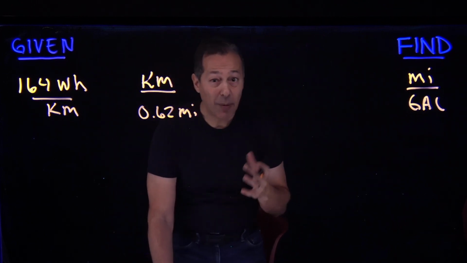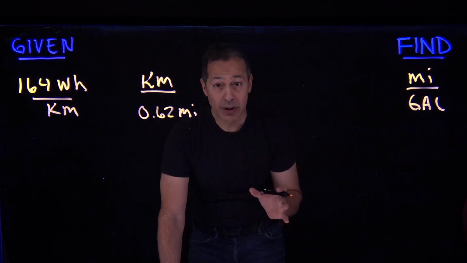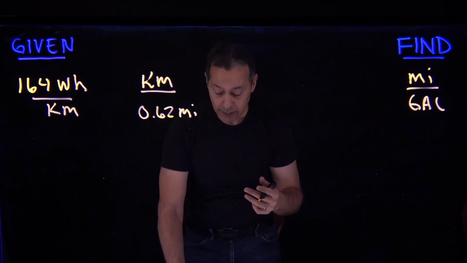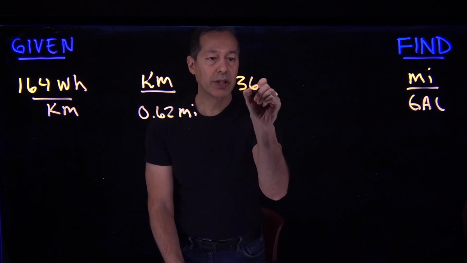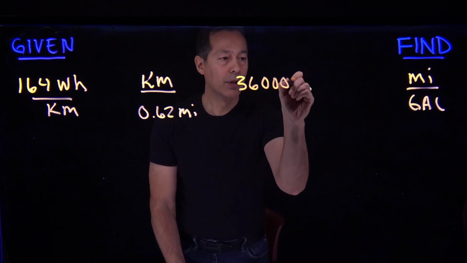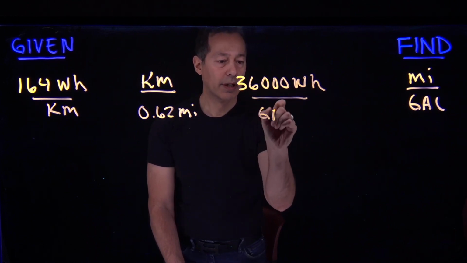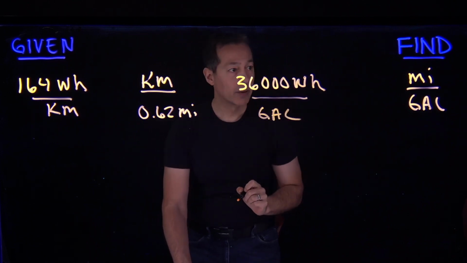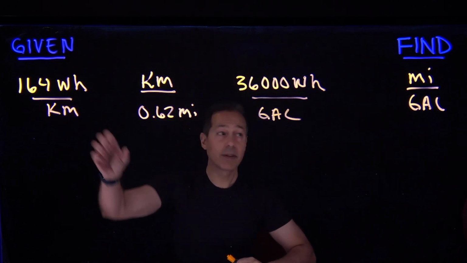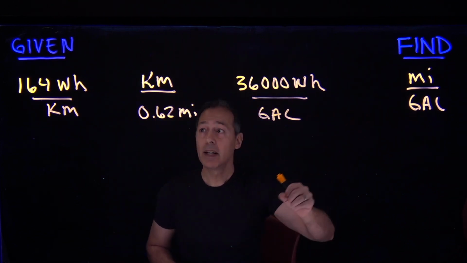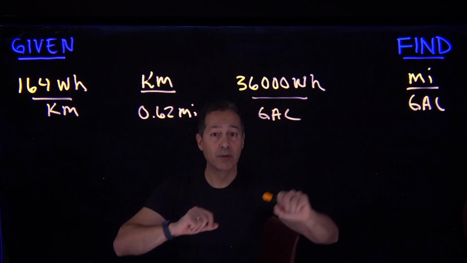And then how many watt hours are there per gallon? And I had no idea what this is. I had to look this up. And so that came out to 36,000 watt hours per gallon. Okay, so here are 2 conversions. Now we have what's given, we have what we want to find, and we're going to have to manipulate these somehow to get the units over here.